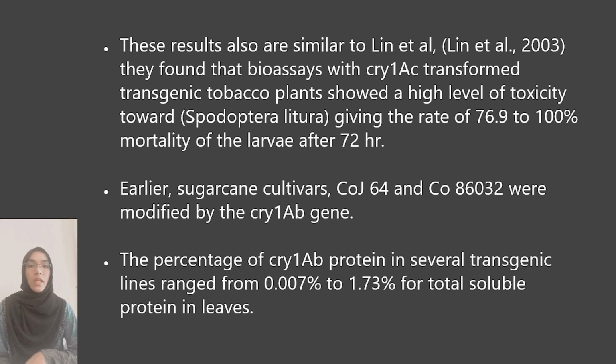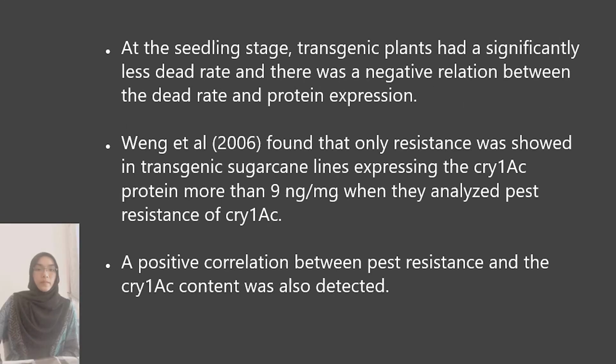Earlier, the sugarcane cultivars CoG 64 and Co 86-032 had been modified with the Cry1Ab gene. The percentage of Cry1Ab protein in many transgenic lines ranged from 0.007 to 1.73% of total soluble protein in leaves. At the seedling stage, transgenic plants were substantially less damaged, and there was a negative relationship between damage and protein expression.